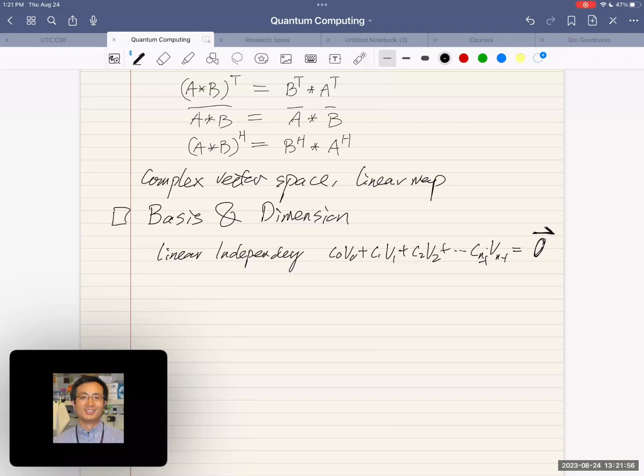If you think about it, it seems to make sense, right? If we have the vectors (0, 1) and (1, 0), because they are independent, if you want to sum up into 0, you have to put coefficient 0 on them. Basically, all the coefficients are 0, then it will be 0.